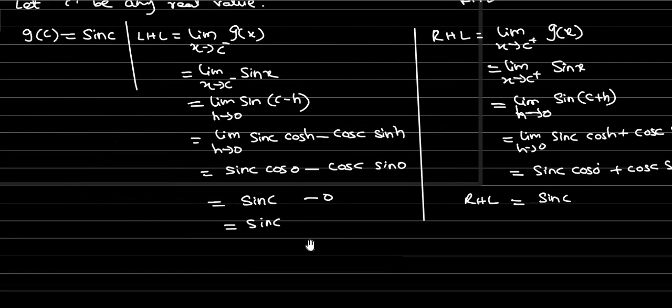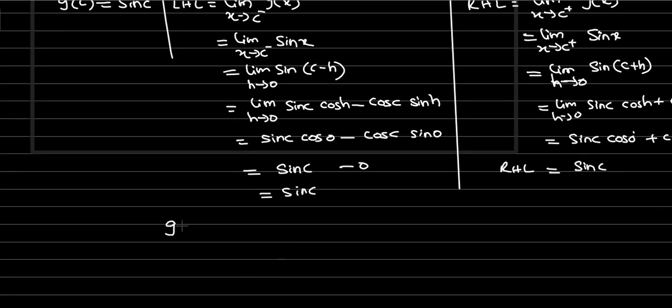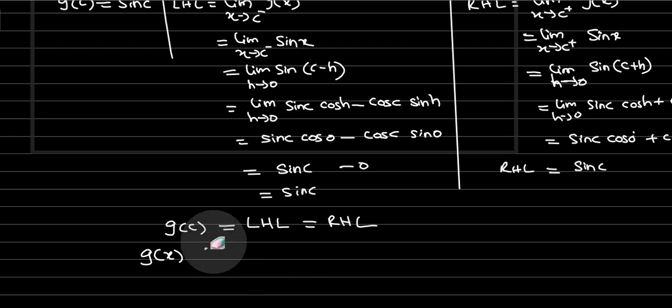Now we have a result for g of c, the left hand limit and the right hand limit. So g of c value is equal to the left hand limit and the right hand limit. From this we can say that g of x, what is g of x? Sin x. So g of x equals sin x, which is continuous for all the real values.